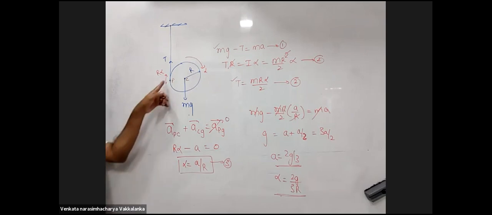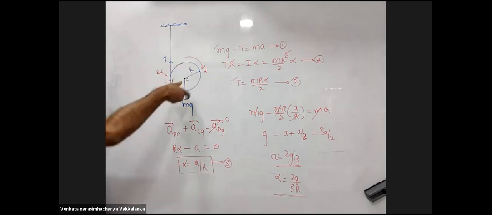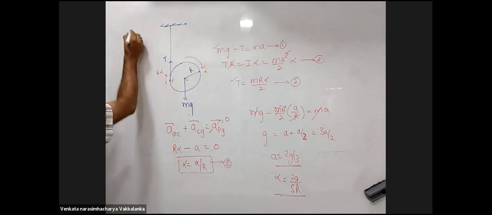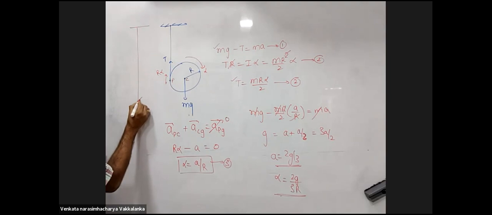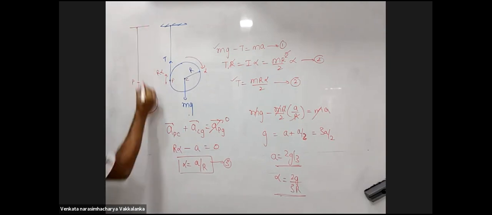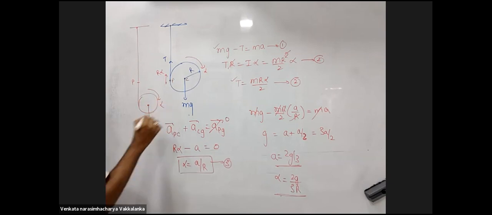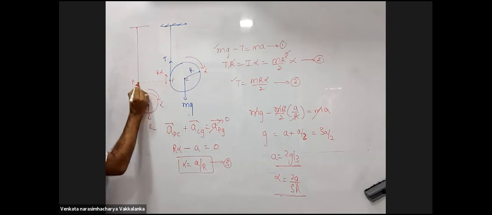P's acceleration is 0. Center of mass's acceleration is not 0. It's opening up. After some time, you will find the pulley here. So this point P is here, and this will have 0 acceleration. Center of mass will have an acceleration and alpha will be there. This point P will remain here.